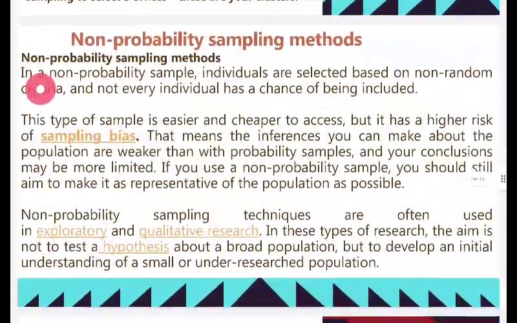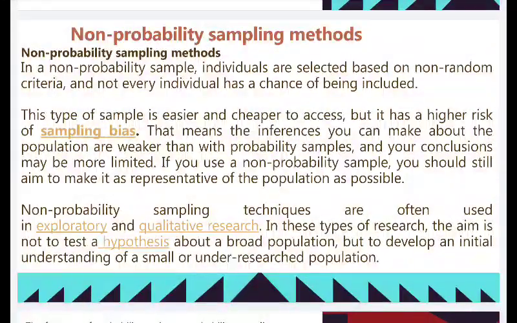Next naman, we move on. Tapos na tayo sa probability sampling method. We move on naman sa non-probability sampling method. So, ano to? Non-probability sampling method is a sampling technique in which individuals are selected based on non-random criteria, and not every individual has the chance of being included. Okay? Now, this type of sample is easier and cheaper to access, but it has a higher risk of sampling bias. Kasi walang chance kasi, hindi kasi klaro yung chance ng lahat na may pipili.